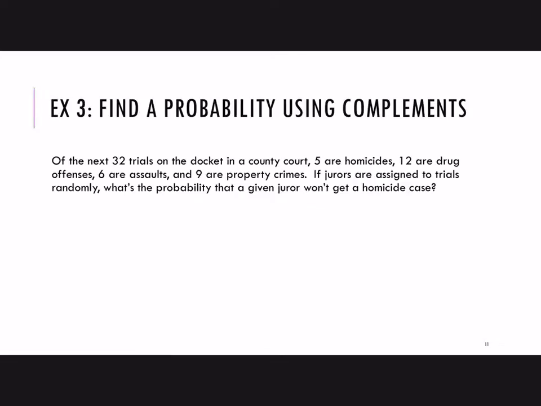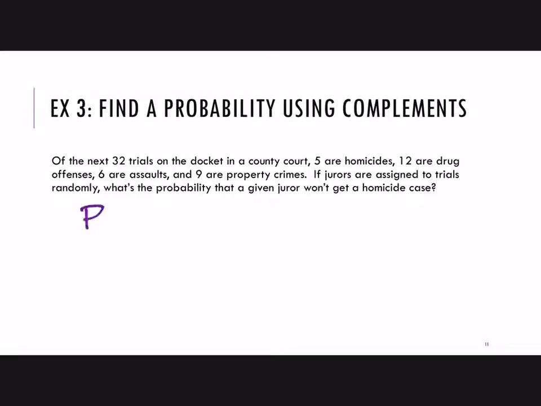So let's try it out in a problem. Of the next 32 trials on the docket in a county court, 5 are homicides, 12 are drug offenses, 6 are assaults, and 9 are property crimes. If jurors are assigned to trials randomly, what is the probability that a given juror won't get a homicide case?